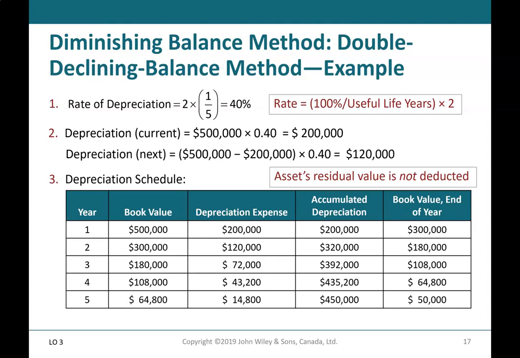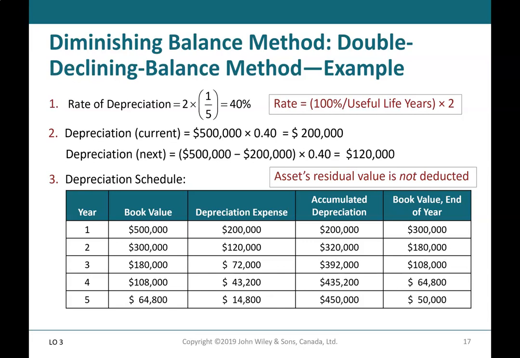And the depreciation schedule from years 1 to 5 is: book value, 500,000, depreciation expense, 200,000, accumulated depreciation, 200,000, book value end of year, 300,000. That book value end of year becomes the book value at the beginning of the next year, 300,000. And then you apply the depreciation rate to get 120,000.